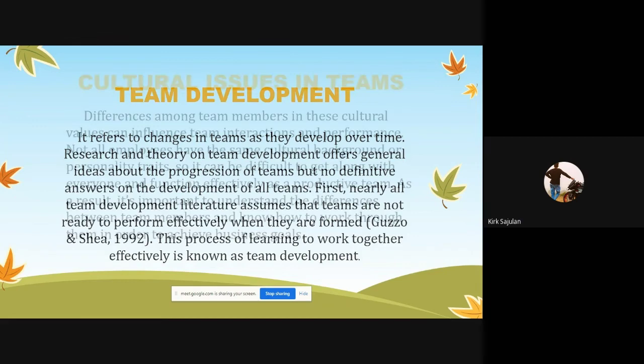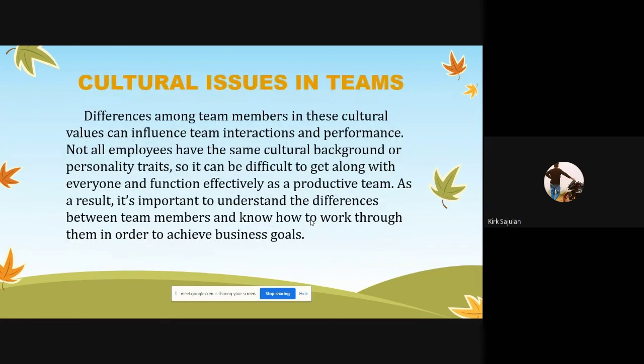Next is cultural issues in teams. Differences among the team members in cultural values can influence team interaction and performance. Not all have the same cultural background or personality traits, so it can be difficult to get along with everyone and function as an effective, productive team. As a result, it's important to understand the differences between the team members and know how to work through them in order to achieve the business goals.